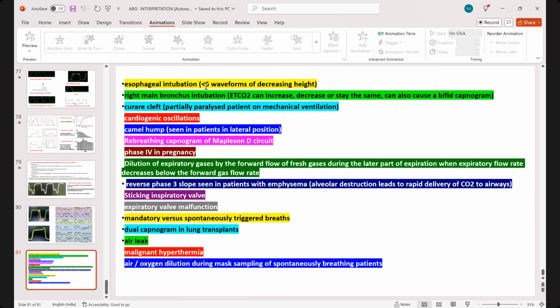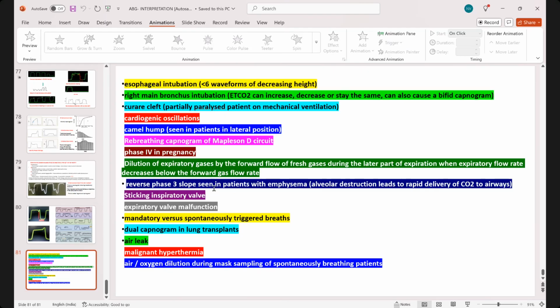One is esophageal intubation, absent waveforms, decreasing height, right main bronchus intubation, biphasic capnogram, curare cleft, which is very common, cardiogenic oscillations, camel hump seen in lateral position, and rebreathing capnogram using Mapleson D, that is what is called the signature capnogram. And phase 4 in pregnancy is the one that I showed in the last one. And dilution of expiratory gases by forward flow, first gases prior to the later ones. That will look like some arrows coming in a sequence. Instead of the sharp appearance, imagine triangles being placed in sequence. That will be the appearance of that forward flow.